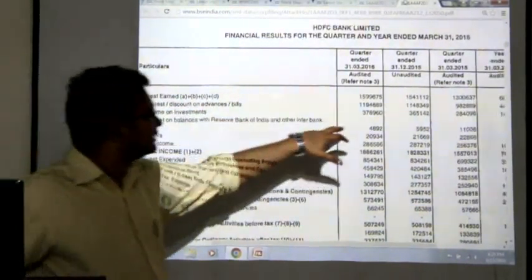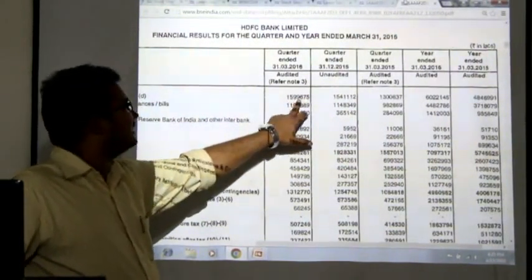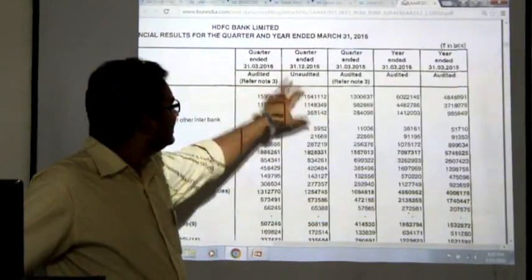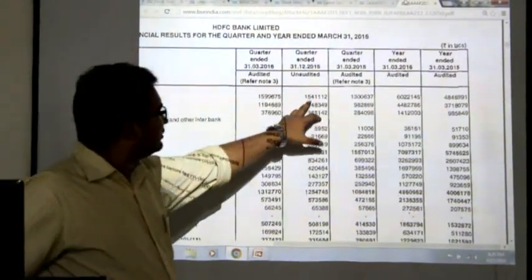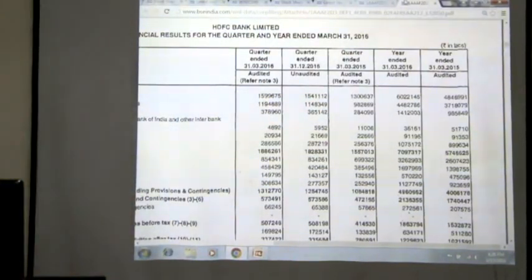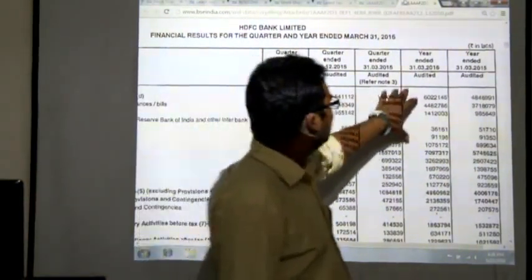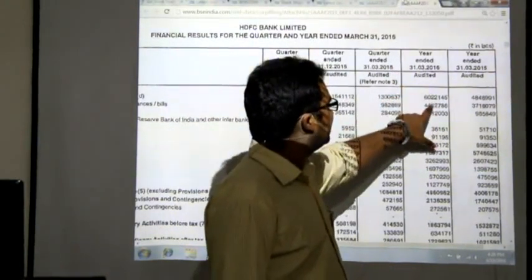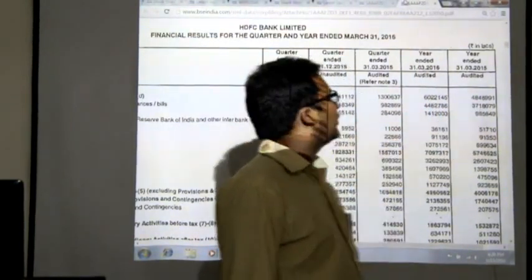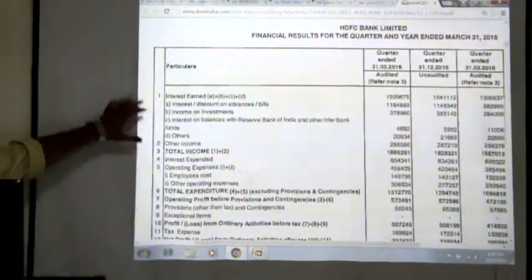Here we can see the interest earned is approximately, this figure is in lakhs, 15,996 crore, which is good. If you see the last quarter, the interest earned was approximately 15,411 crore. So they have earned a fair bit of interest this quarter also. Similarly, like with IT, we have to see the full year results shown here. This is pretty much 60,221 crore with respect to 48,469 crore, which is a very good jump. So the total interest earned is good.